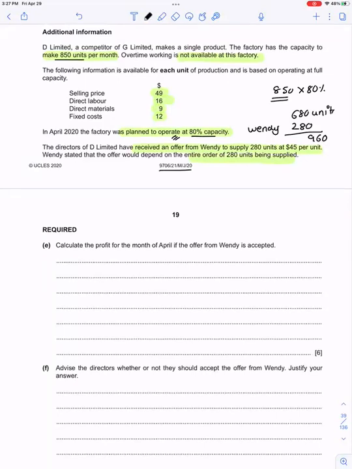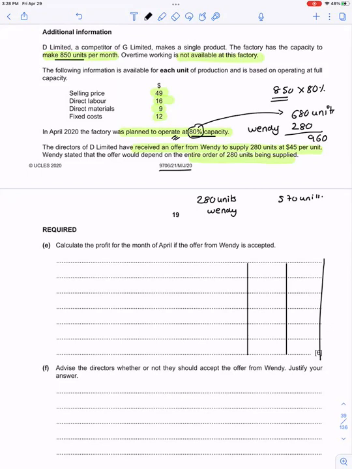So if you accept his order, you will make 280 units for Wendy. And how many units will you make for your normal production? 850 minus 280, you will make 570 units for normal production. Miss, why are we taking full capacity? Aren't we supposed to take only the 80%? They did not have so many sales, so they were operating only at 80% capacity. So they were producing 680 units. They had planned that in April they will produce only 680 units.